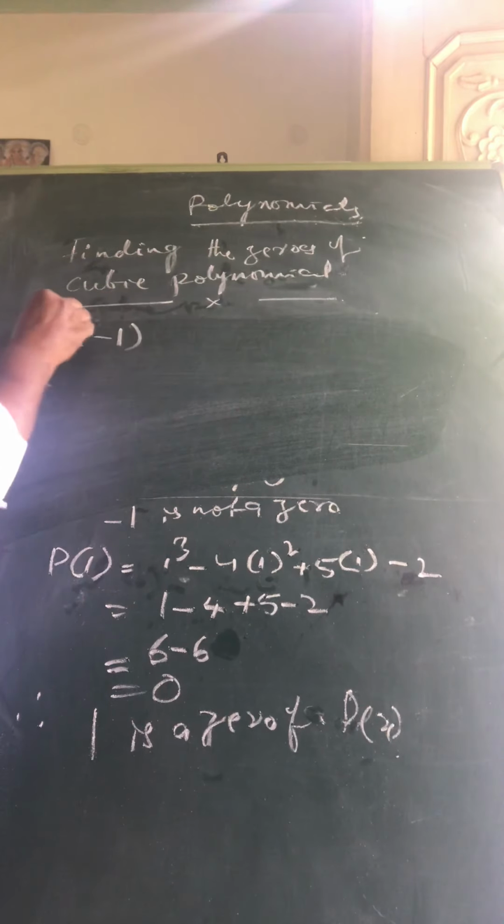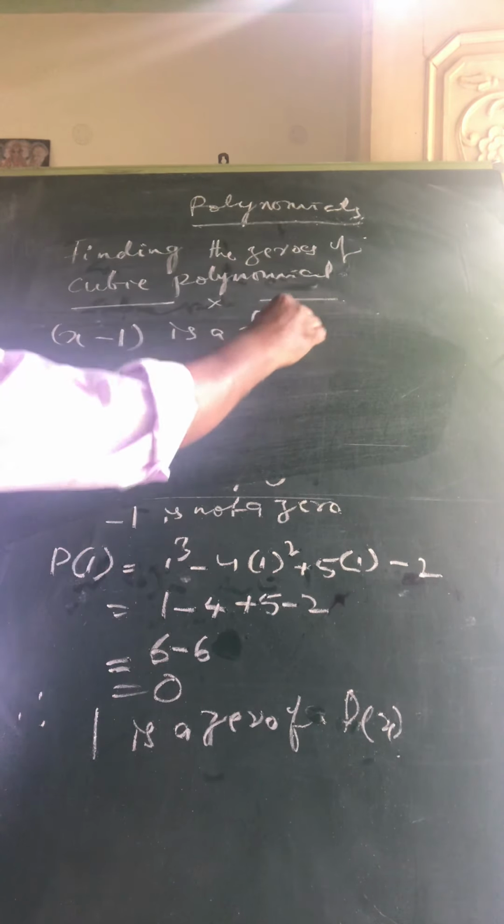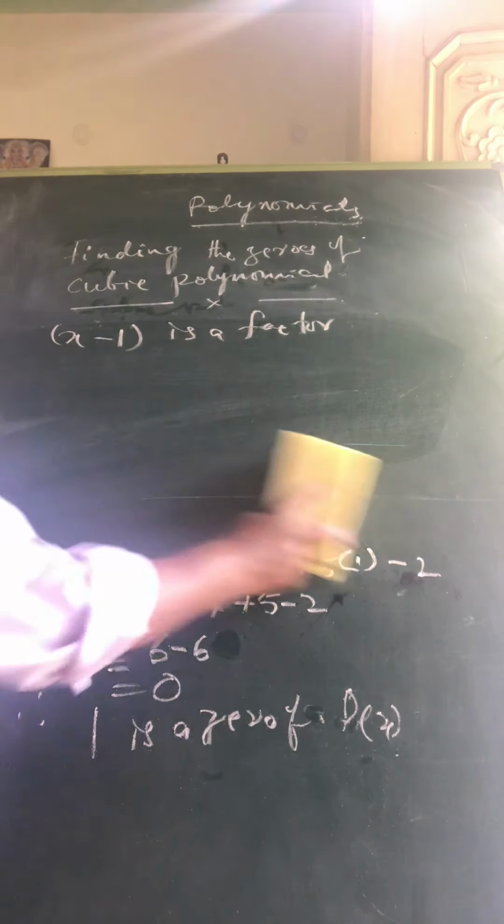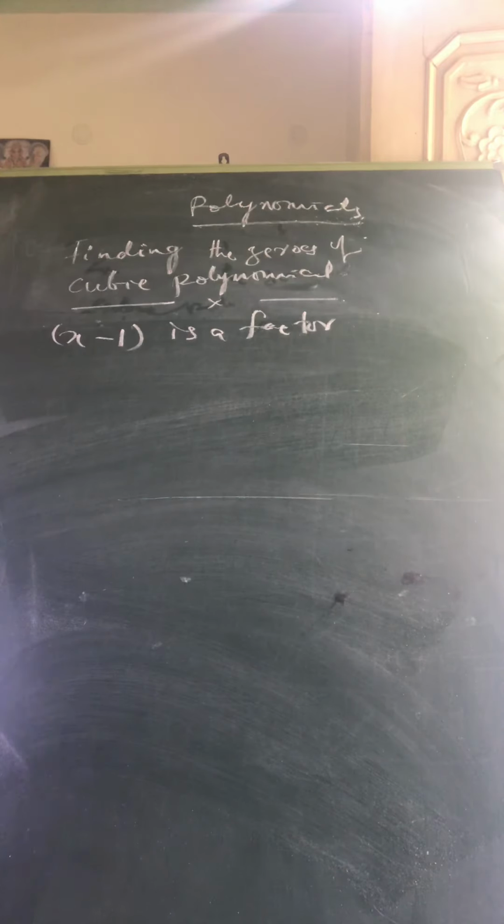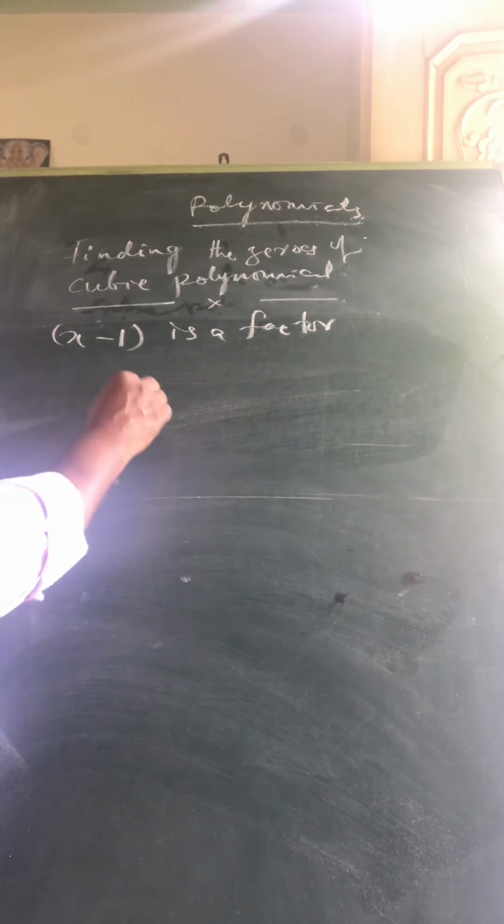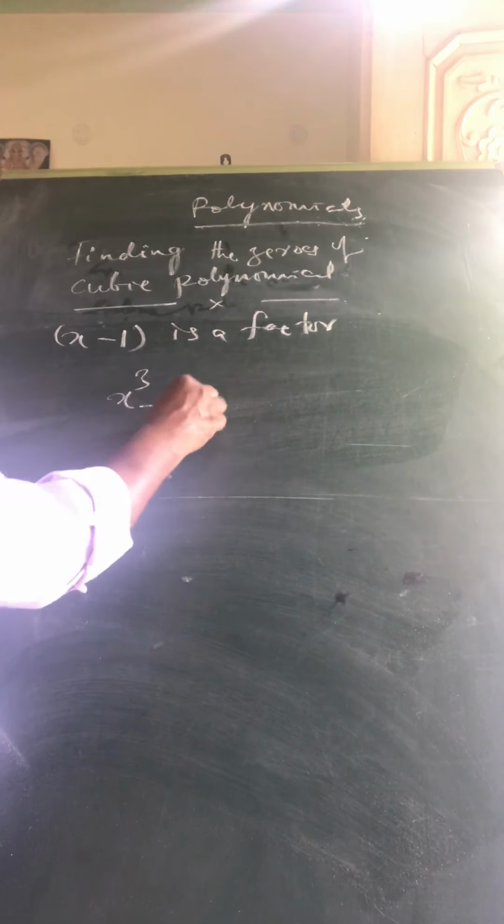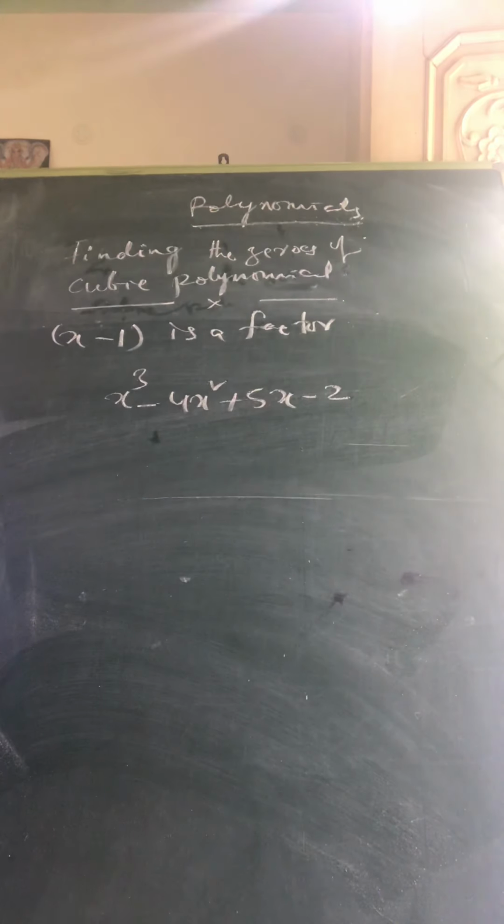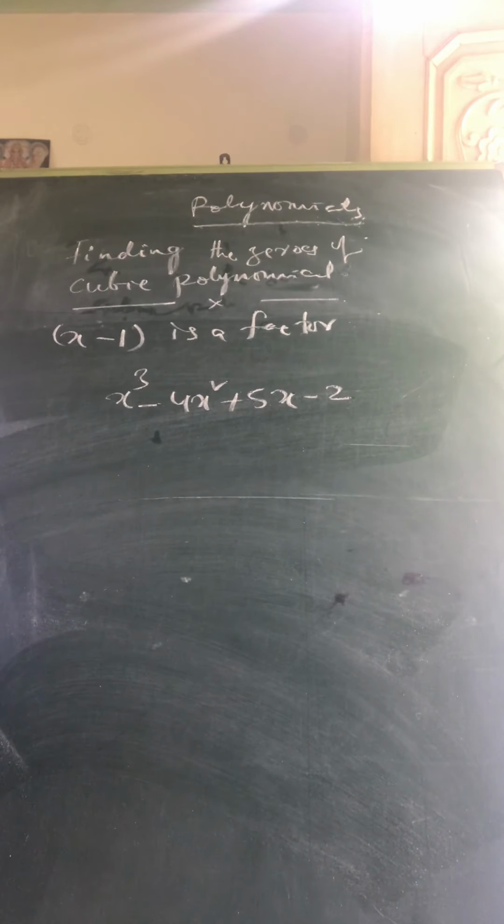When 1 is a zero of the polynomial, x minus 1 is a factor according to the factor theorem that you have learnt in the 9th class. When x minus 1 is a factor of this polynomial, x cube minus 4x square plus 5x minus 2, when you divide, you will get the remainder 0. So by following the division algorithm, we can find the quotient, which is a quadratic polynomial. Then again we have to find the zeros of that quadratic polynomial.